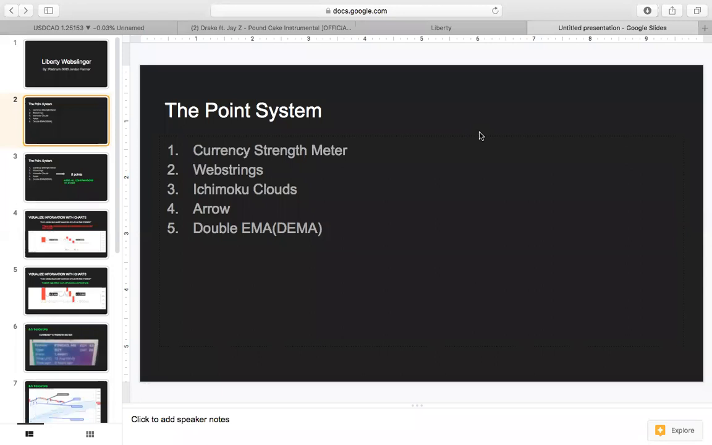Then you have the Ichimoku clouds. I'm going to show you examples of all of these when we get into the other slides. Next, we have arrows. And last but not least, we have the double EMA, aka DEMA, or you can call it demo. Okay. Now, moving on to the next slide.